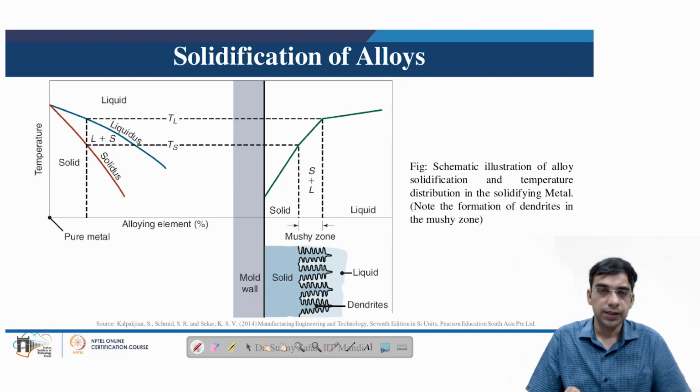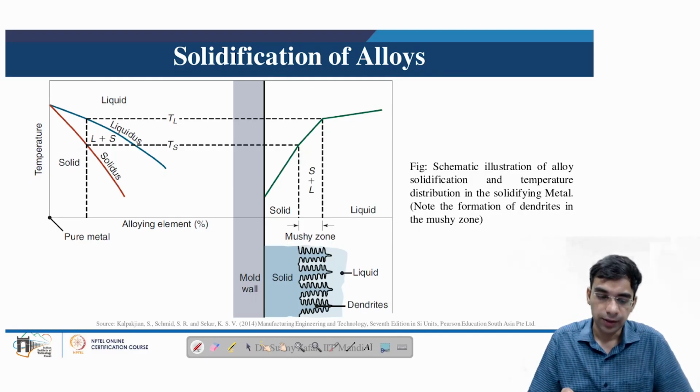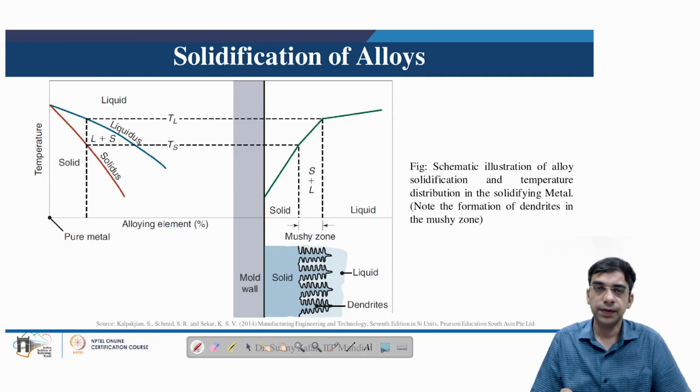So now we will understand the solidification of alloys. Most of our engineering products are made up of alloys rather than pure metals, because we have improved properties when we mix certain elements together to form alloys. The difference between the solidification of an alloy and a metal is that in an alloy, a clearly defined freezing point or melting point is not available. Rather, we have a liquidus temperature and a solidus temperature.